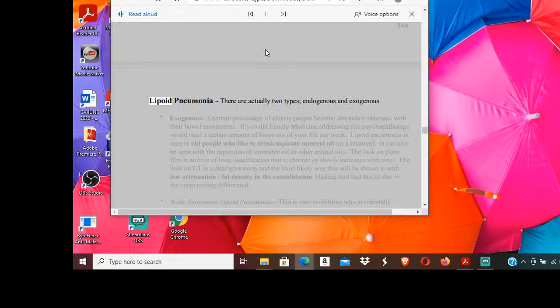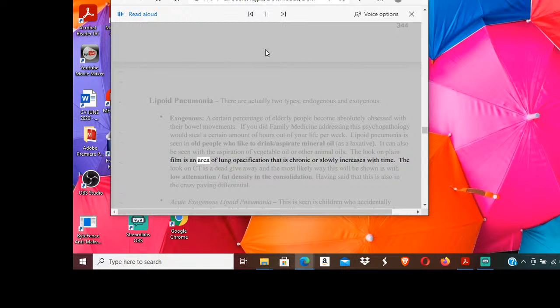344. Lipoid pneumonia. There are actually two types, endogenous and exogenous. Exogenous: a certain percentage of elderly people become absolutely obsessed with their bowel movements. If you did family medicine, addressing this psychopathology would steal a certain amount of hours out of your life per week. Lipoid pneumonia is seen in old people who like to drink or aspirate mineral oil as a laxative. It can also be seen with the aspiration of vegetable oil or other animal oils.